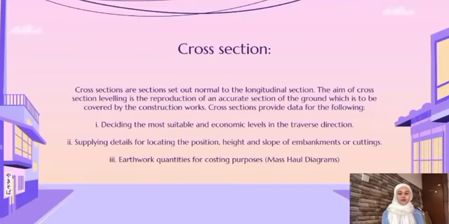Cross sections are sections set out normal to the longitudinal sections. The aim of cross section leveling is the reproduction of the sections of the ground which is to be covered by the construction works. Cross sections provide data for the following. First, deciding the most suitable and economic levels in the traverse directions. Second, supplying details for locating disposition, height, and slope of embankment or cutting.